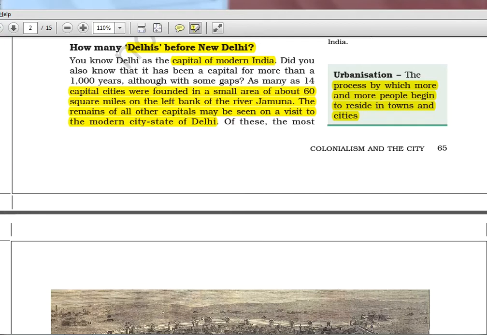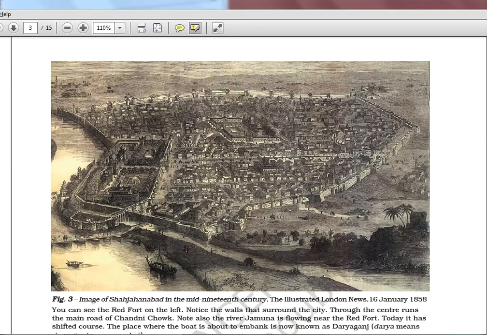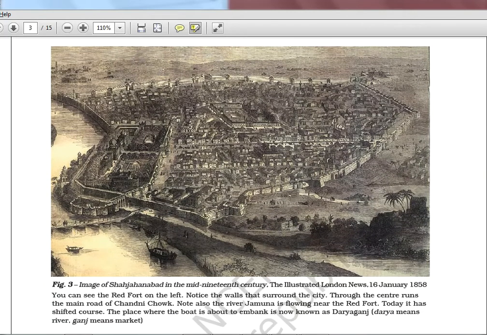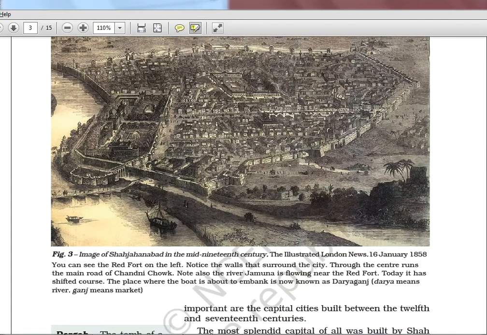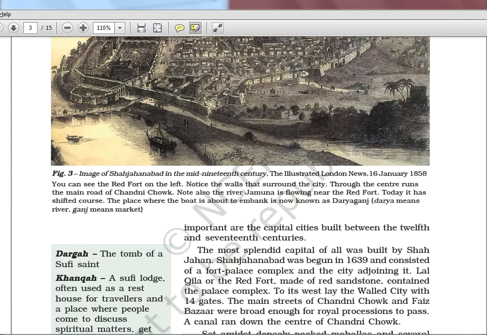Many rulers built their own city, like Alauddin Khilji built the Siri. Then Shahjahanabad is there, which Shah Jahan created. This is the image of Shahjahanabad. If you see, it's well planned, and it is kind of congested. The Red Fort will be there, the Taj Mahal will be there. It's a black and white picture, so you may not be able to understand what building is what, but in previous classes, I have shown you better pictures of this.